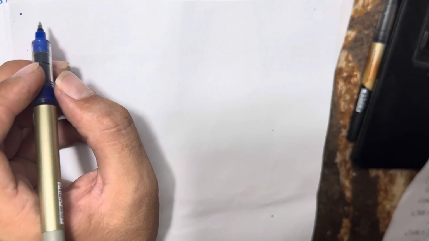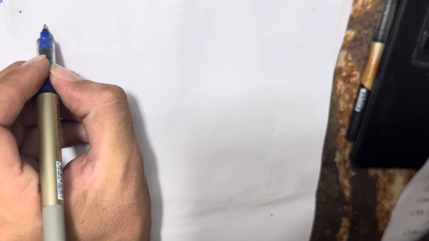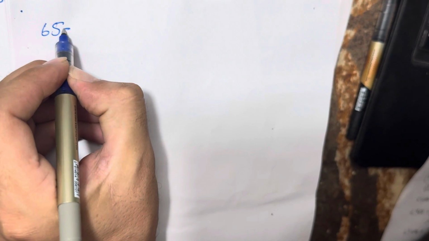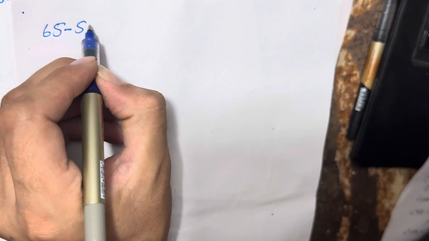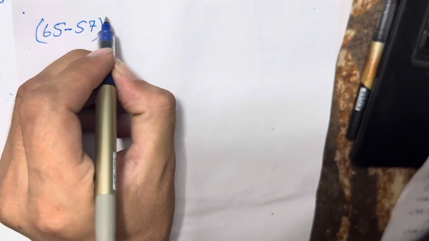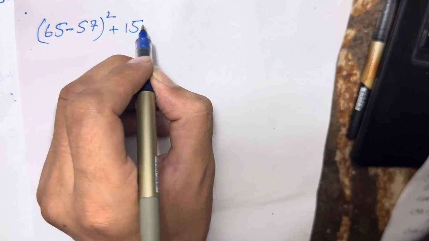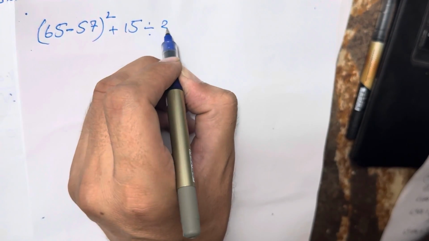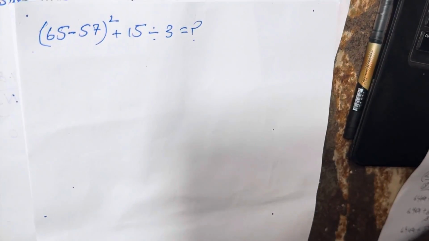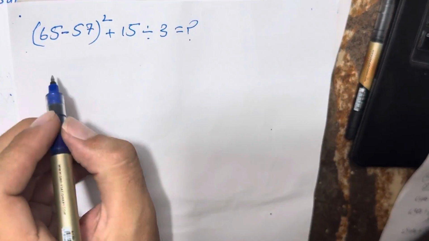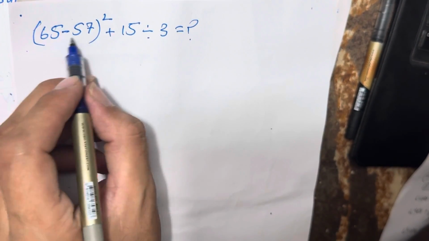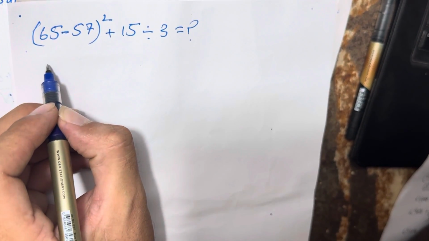Hello students, today we will solve (65 minus 57) whole square plus 15 divided by 3. What will be the value of this question? Okay, so first of all we will solve under the bracket.